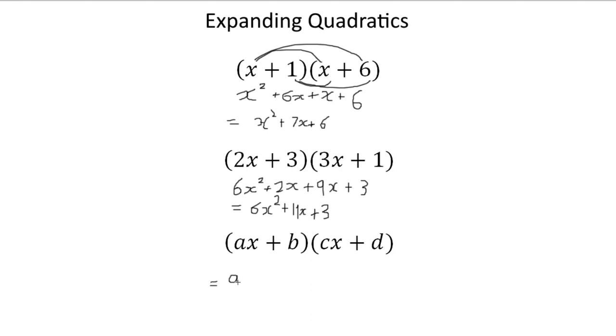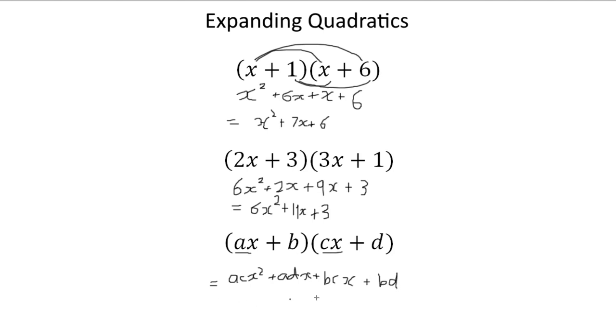And now for a general case at the bottom, when you have this kind of thing, you would have ax times cx, so it's acx squared, basically. And then we do the same, we bring it over, we do that one now, so we get plus adx plus bcx plus, and at the end you get bd.